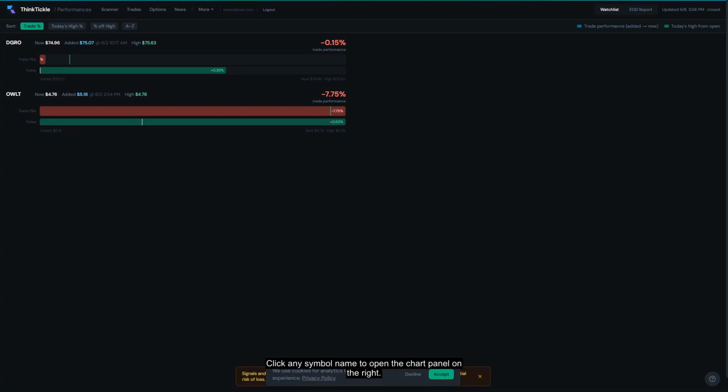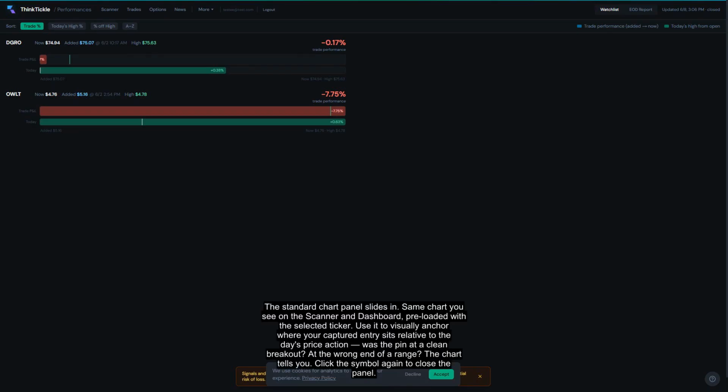Click any symbol name to open the chart panel on the right. The standard chart panel slides in. Same chart you see on the scanner and dashboard, preloaded with the selected ticker. Use it to visually anchor where your captured entry sits relative to the day's price action.